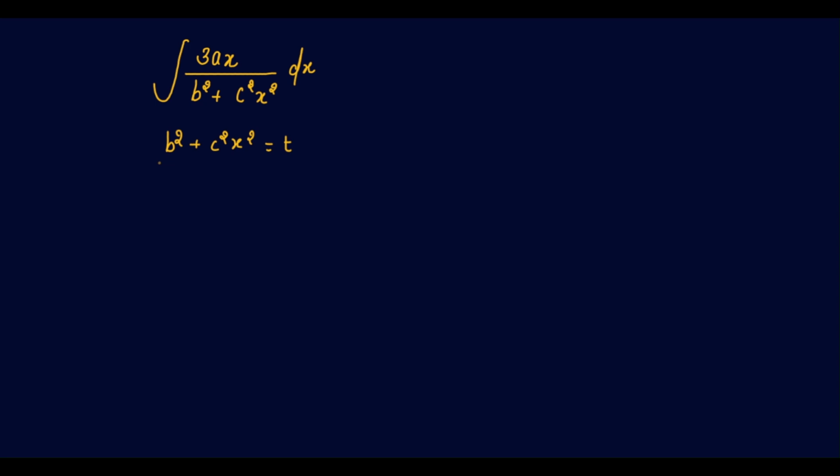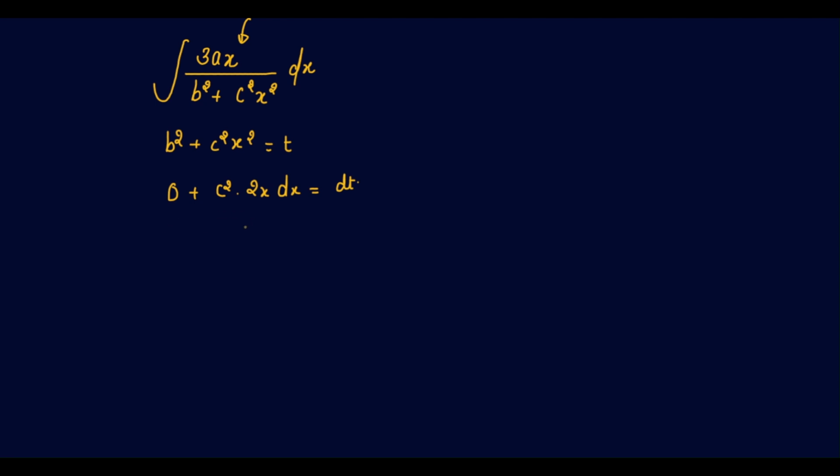Because if we differentiate this one, somehow we will get the value as equal to x. Now let's differentiate. You will get b square as 0, c square will be c square, and x square will be written as 2x. And if you differentiate with dx, you will write it like this. And differentiation of t will become dt.